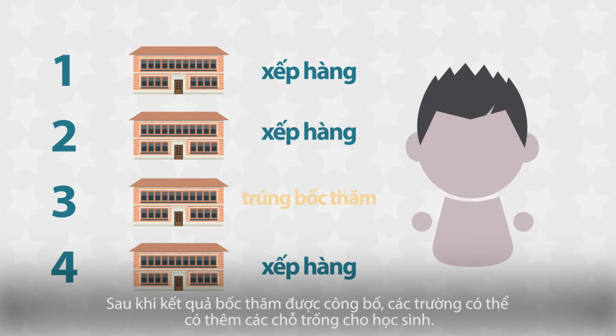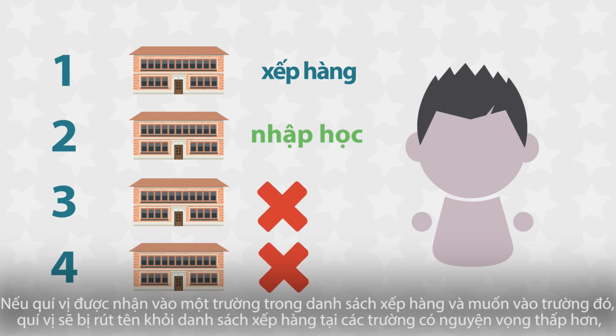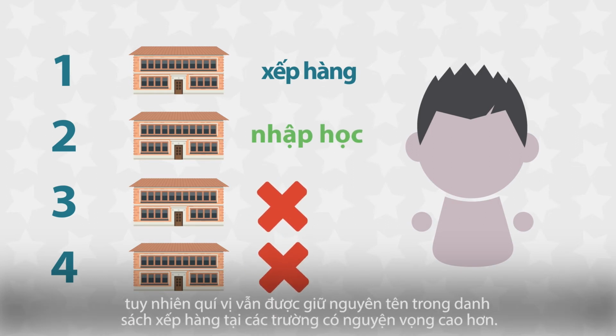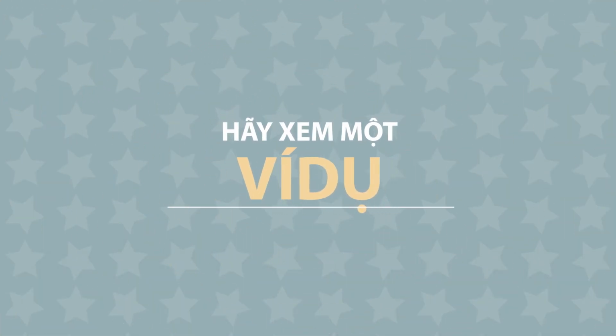After lottery results are released, schools may have additional spaces available for students. If you're offered a seat off of a waitlist and want to enroll at that school, you will be removed from waitlists of schools you prefer less, but you will be allowed to stay on the waitlists of schools you prefer more. Let's look at an example.